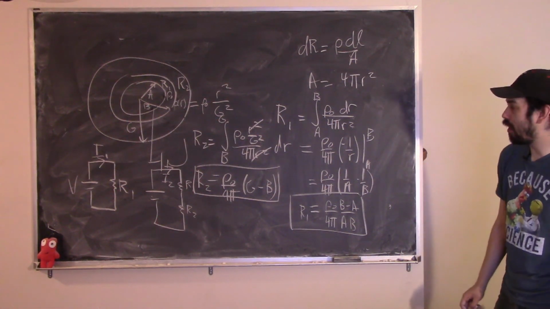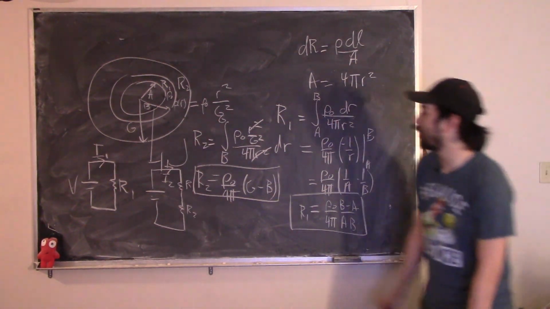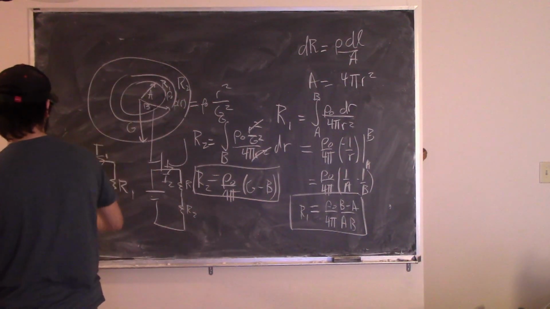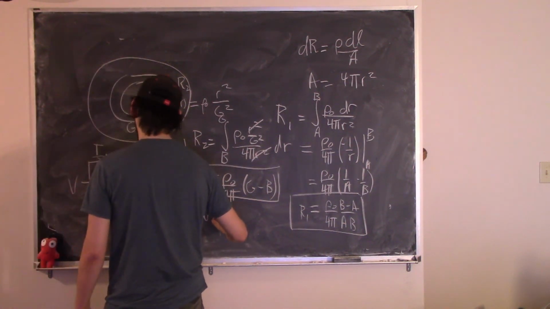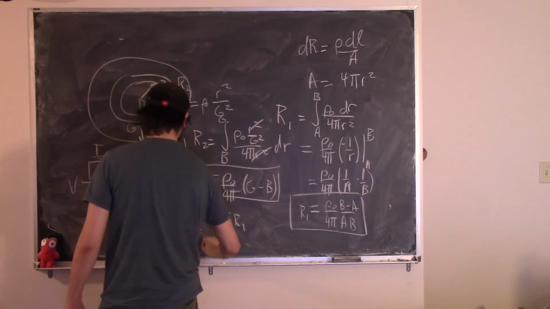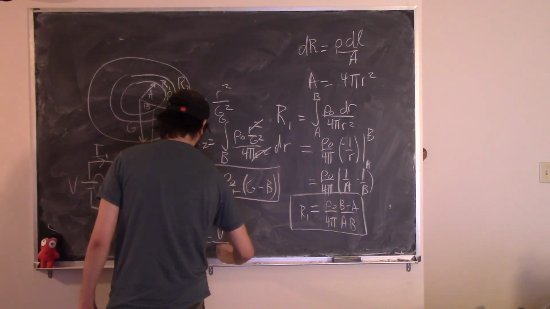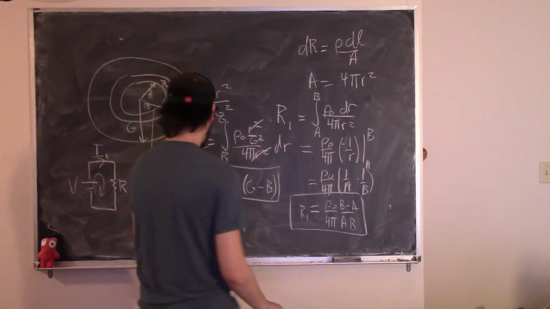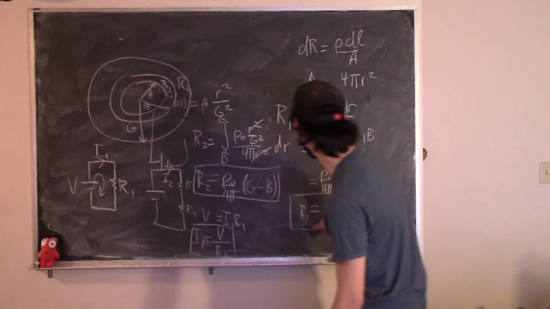And now what I want to do is find current I1. I can go around this loop here. This ends up saying that V is equal to I1 R1. So I1 is equal to V divided by R1. To find what it is, I could just plug this in. This is R1.